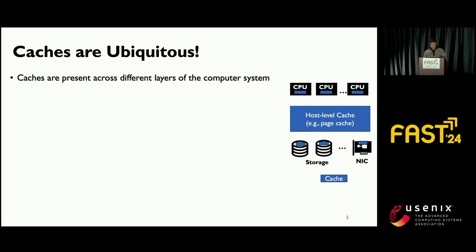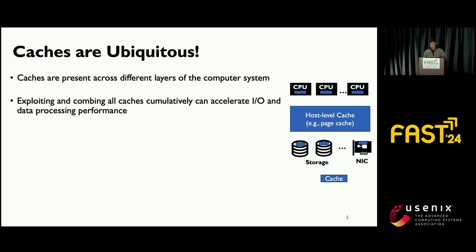First, caches are present across different layers of computer systems, including the CPU cache, the host-level page cache, and caches in different hardware devices. So it's important to exploit and combine all caches together in the system to provide cumulative performance. Therefore, our work proposes to combine the host-level I/O cache with the near storage cache.